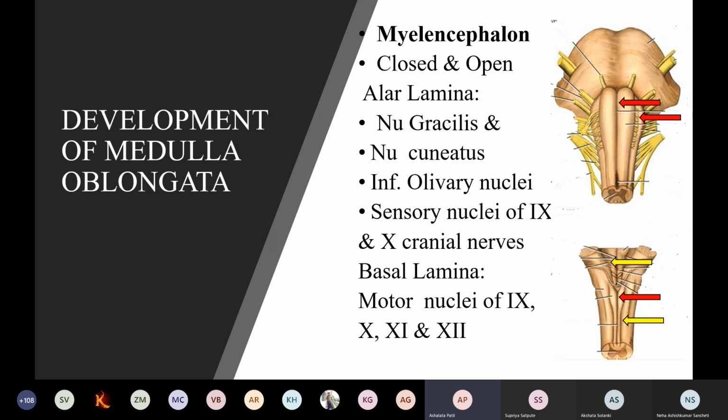This is the open part, which is forming the floor of the fourth ventricle. On the front part, you can see these elevations, which are called the pyramid. By the side of this is the olive. The olivary nucleus lies beneath this. Beneath this pyramid lies the main bulk, that is the corticospinal tract.